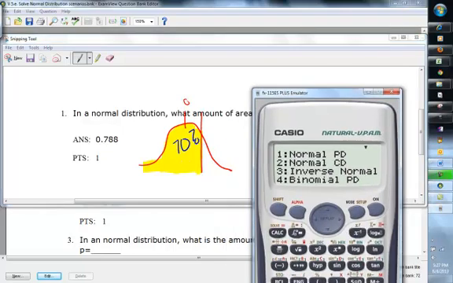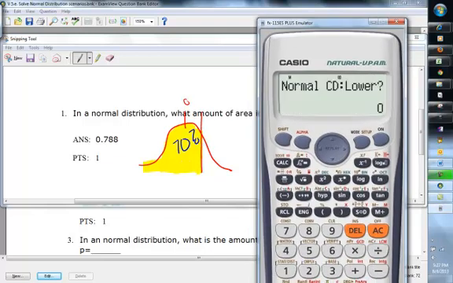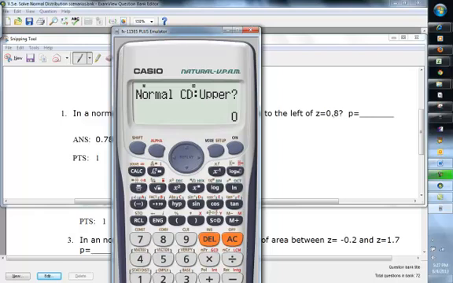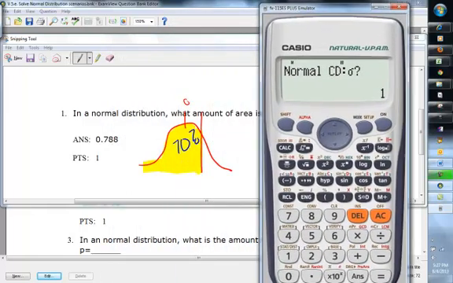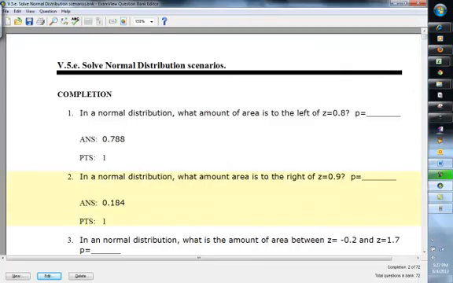Now we use our calculator, and it's a normal cumulative distribution, not a point distribution, but a cumulative distribution. What's the lower limit? Well, it's as far down as you can get. So let's say negative 1,000, because you can't get much lower than negative 1,000. The upper limit is here at 0.8. The standard deviation on a normal curve is 1, and the mean on a normal curve is 0. And when we calculate it, we get 0.7788.